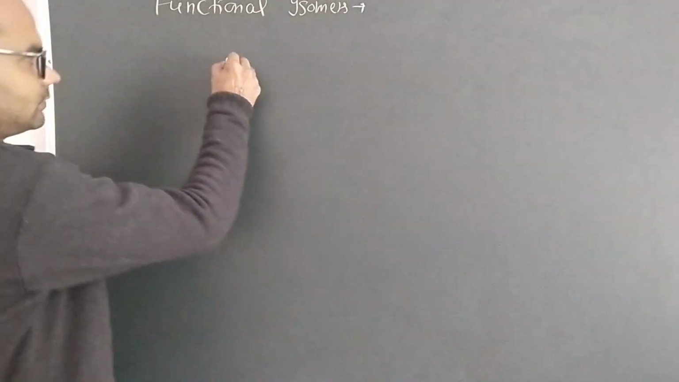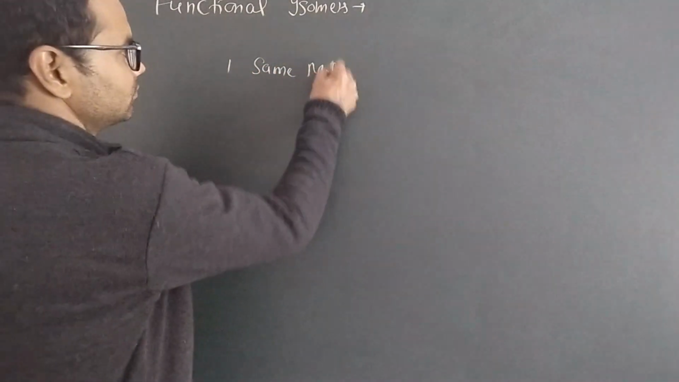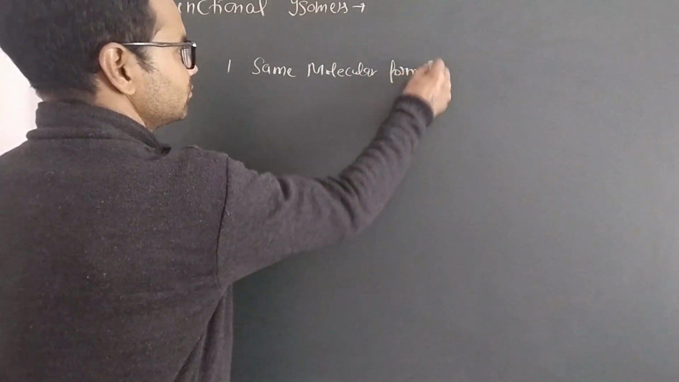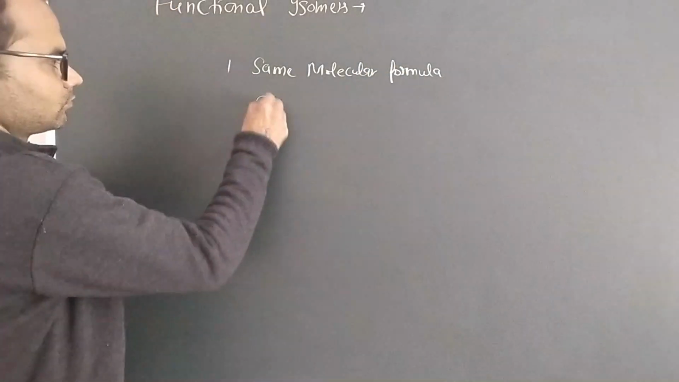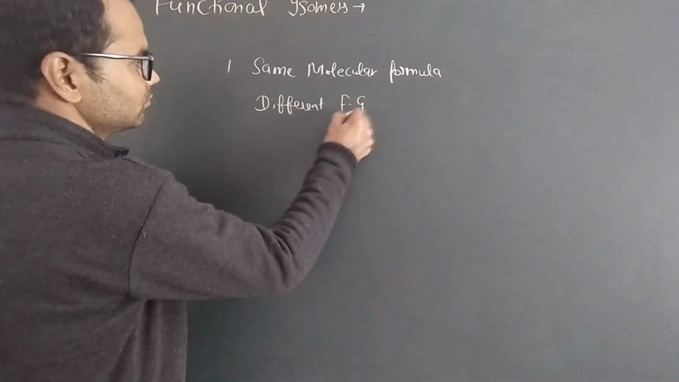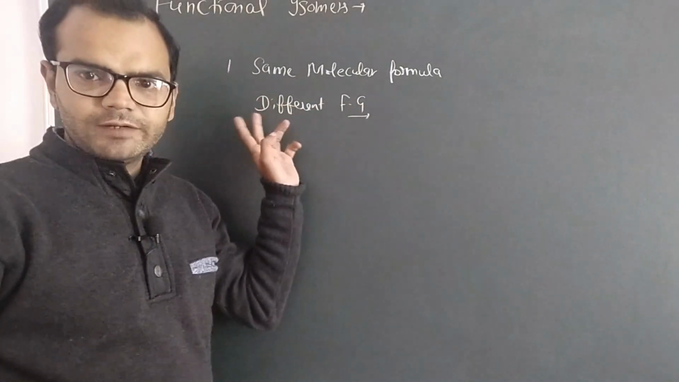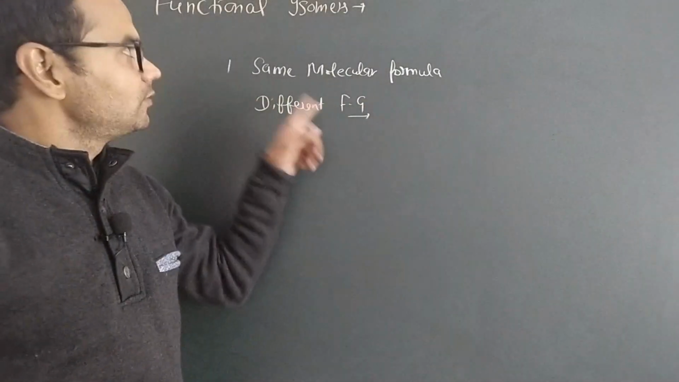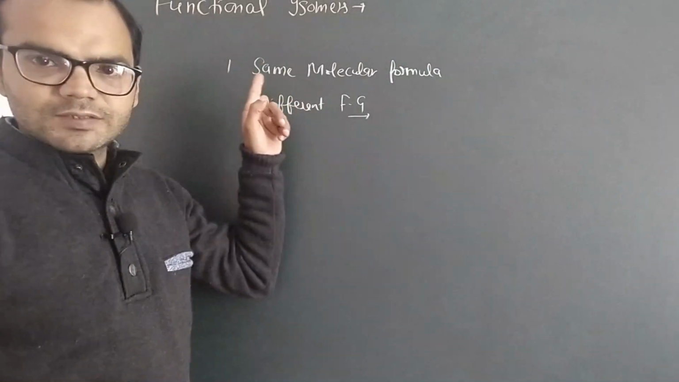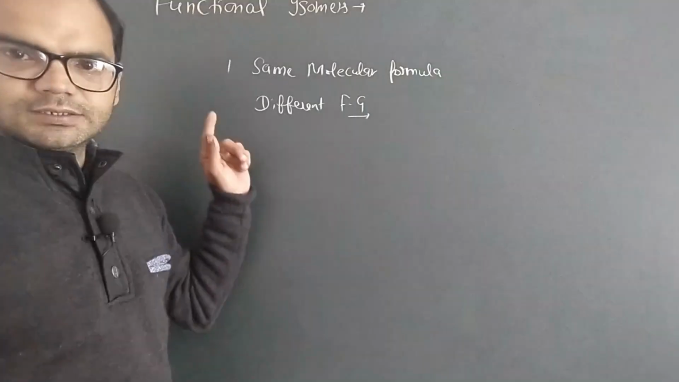So we have compounds having the same molecular formula but different functional groups. Then the isomers are called functional isomers. And what are the examples of functional isomers? The first set of functional isomers is alcohol and ether.